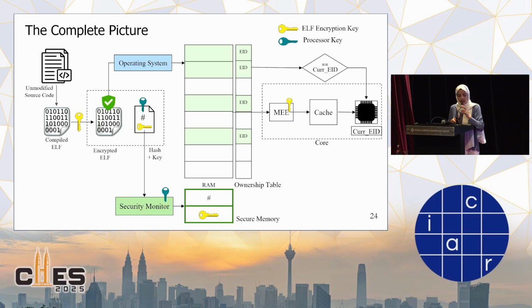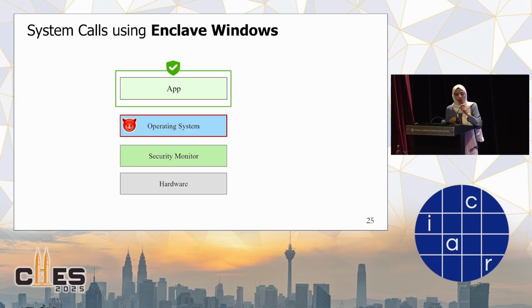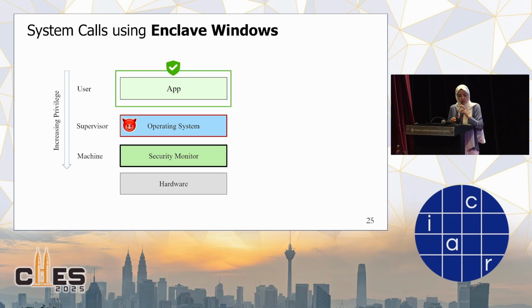We'll now look at how Tesla handles system calls using enclave windows in detail. For the execution of the system call, we make use of the security monitor. We've used the RISC-V architecture, so the security monitor is running in machine mode, which is the highest privilege level in RISC-V. We've modified the hardware to redirect every system call to the security monitor instead of directly going to the operating system. The security monitor identifies the system calls and the system call parameters associated with it.